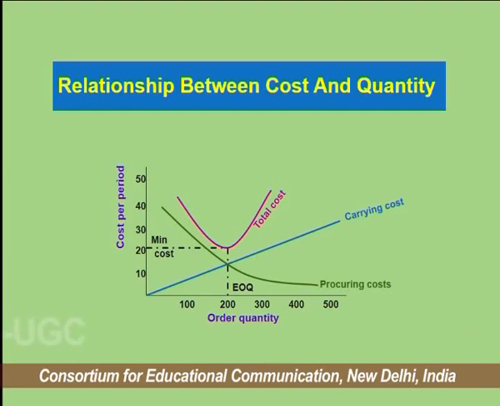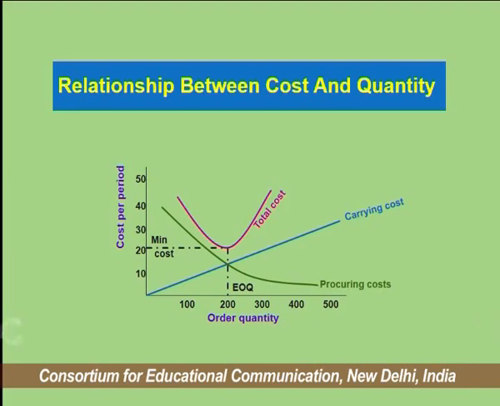This straight line, in blue color, is representing the carrying cost. So the more quantity you order, the more carrying costs there are, the more space you require, the more insurance premium you have to pay, the more quality control you have to do, the more supervision you have to take, the more chances of obsolescence there are.